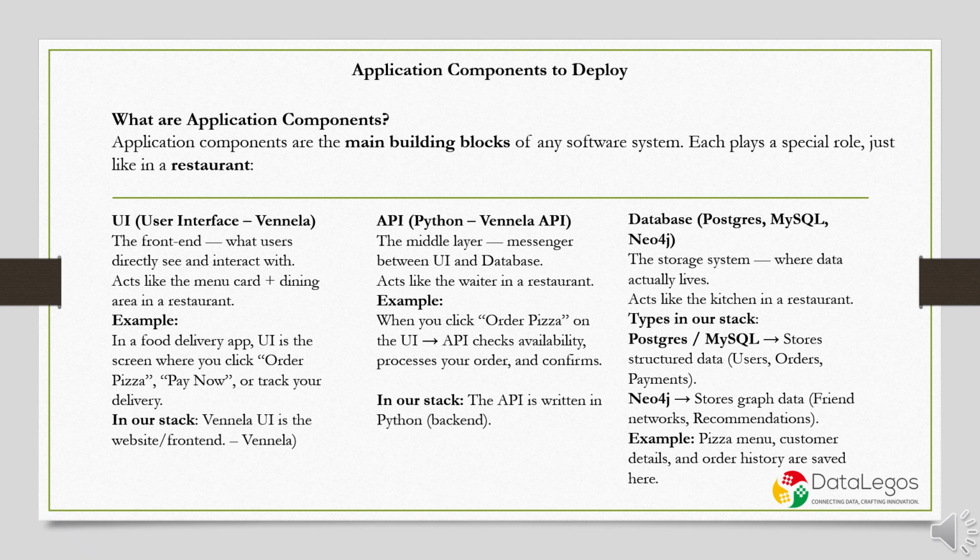Finally, the database. In our stack, this can be Postgres, MySQL, or Neo4j. The database is the storage system, where all data actually lives. It acts like the kitchen in a restaurant, where the food is prepared. Postgres and MySQL are used for structured data, such as users, orders, and payments. Neo4j is used for graph data, like friend networks or recommendations. For example, the pizza menu, customer details, and order history are all stored in the database.